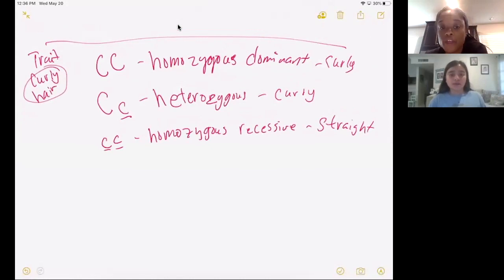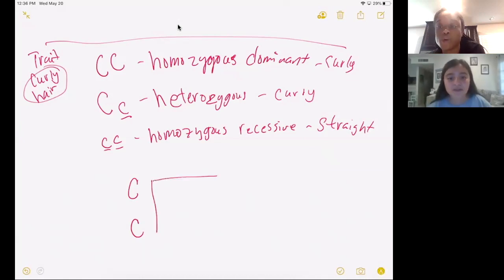So how do you think those will look? If the mom has curly hair, what would be her genotype? Capital C's. Okay, good. We'll say that she's homozygous dominant for curly hair. The dad has straight hair, so what is his genotype? Lowercase c, which is homozygous recessive. Good. Lowercase c, lowercase c.